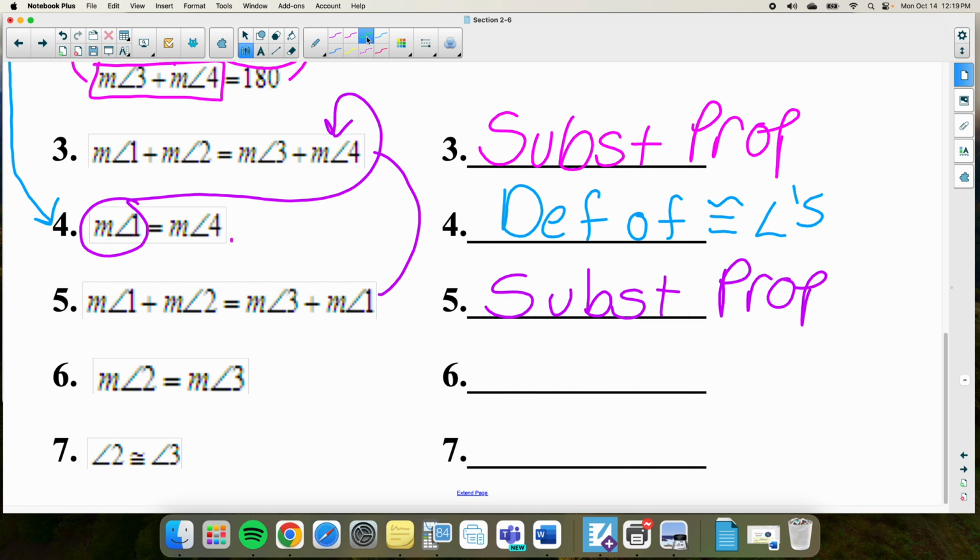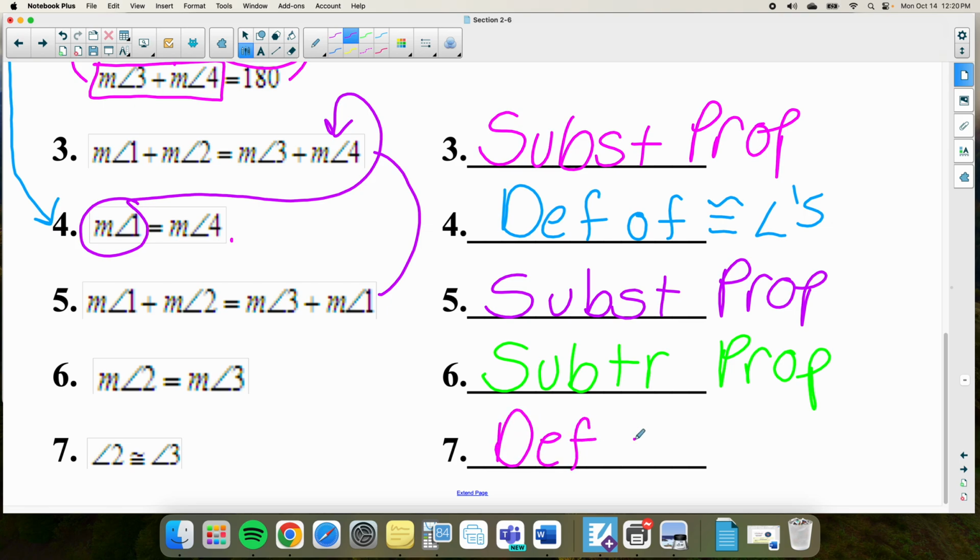They subtracted the measure of angle 1s. So that would be the subtraction property. They subtracted the measure of angle 1s. Now what did they do when they take the m's off and add the squiggly? Definition of congruent angles. Okay?